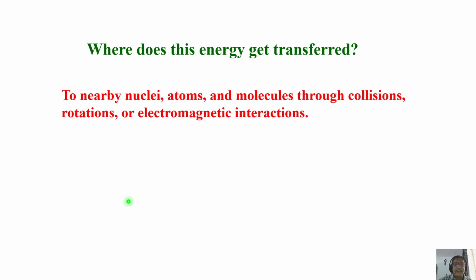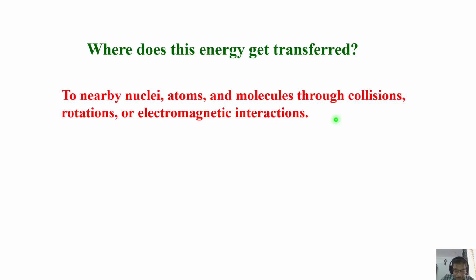Where does this energy get transferred? It always gives energy to nearby nuclei, atoms, molecules, some other spins. It need not be J coupled or anything. Any surrounding species, anybody who is surrounding that spin, is enough. It can transfer the energy to neighboring nuclei, neighboring spins, neighbor atoms, molecules, etc. How? Through collisions, rotations, and various types of electromagnetic interactions. Any of them can happen.